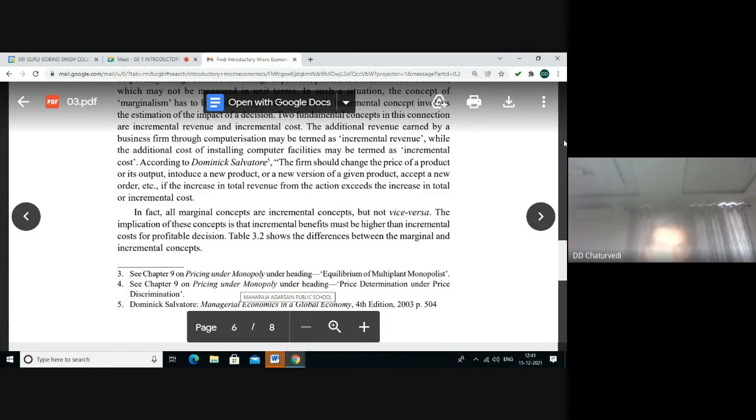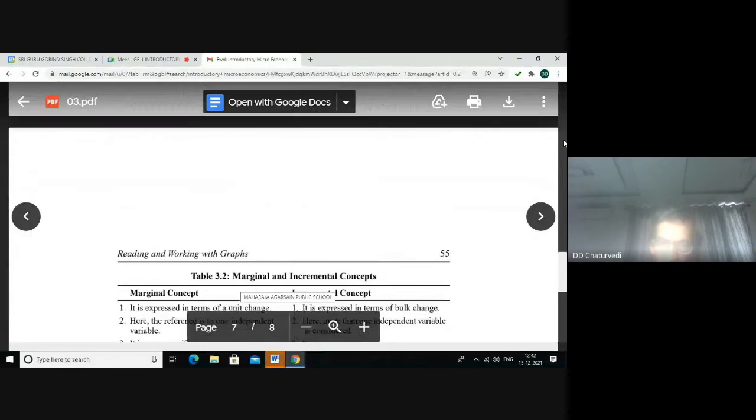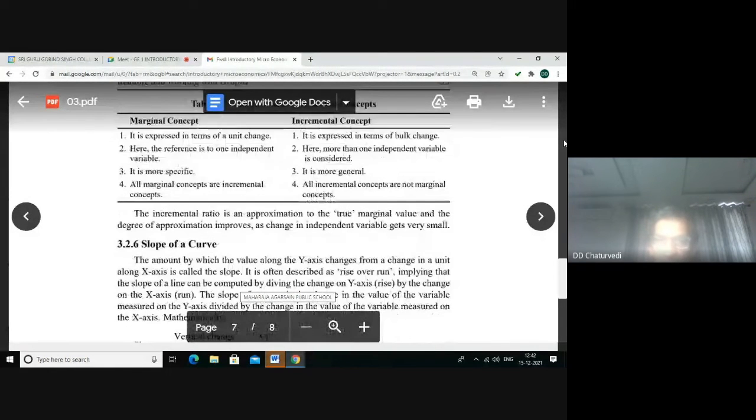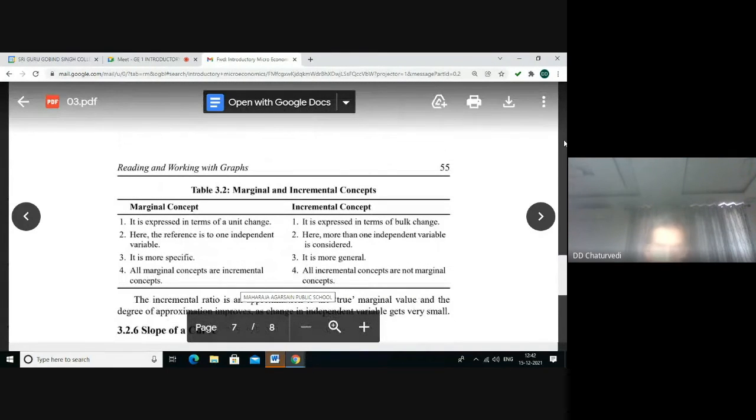We must remember that all marginal concepts are incremental concepts, but all incremental concepts may not be marginal concepts, because marginal concepts have unit changes, while in case of incremental concept we have big changes or chunk changes. Table 3.2 shows the difference between marginal and incremental concepts. The first difference is marginal concept is expressed in terms of a unit change, while incremental concept is expressed in terms of a bulk change.